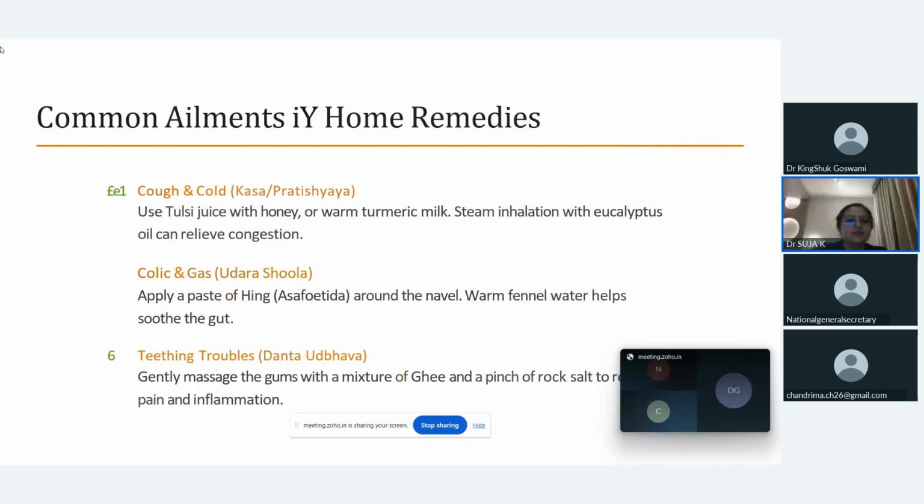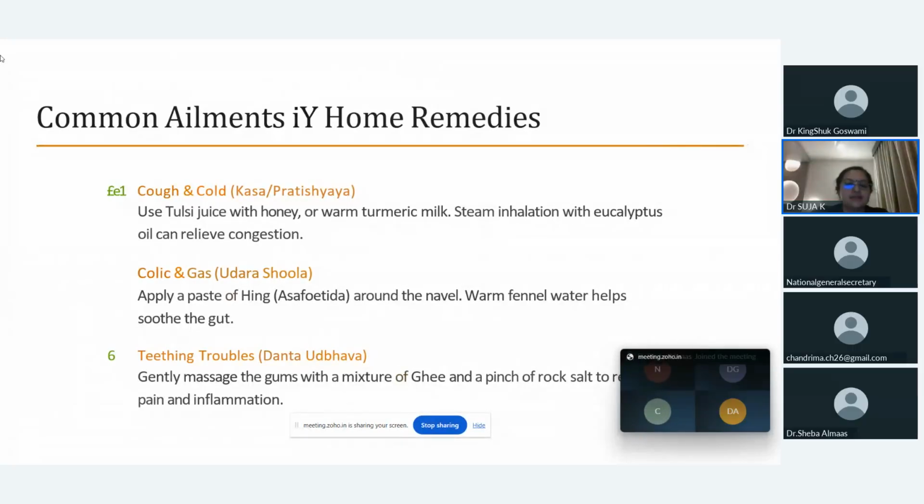So these are some of the common ailments like cough and cold, in which you can give Tulasi Swarasa, that is Tulasi juice along with honey, which is a home remedy. Even Haridra along with milk can be given. And steam inhalation, so that the child will get relief from the mucus congestion.